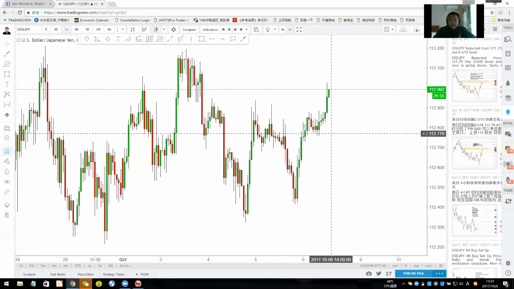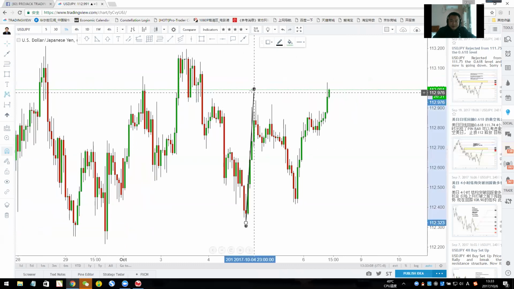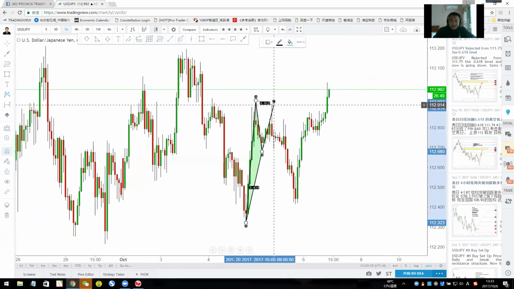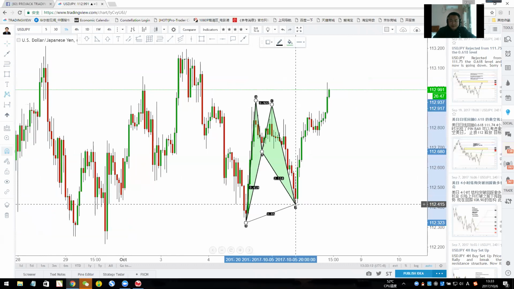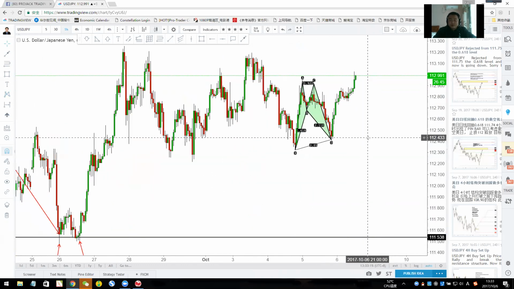And you can also buy this pattern here. There's a harmonic pattern here. You can buy from 112.42, which is also a very good entry.